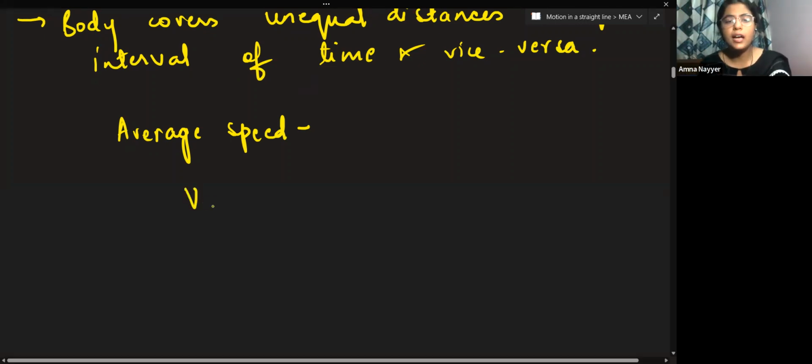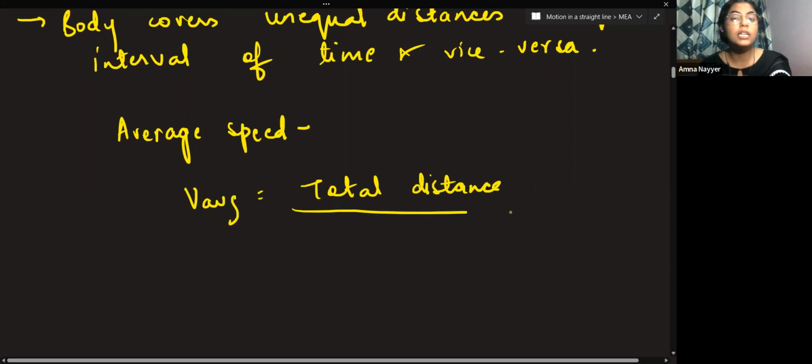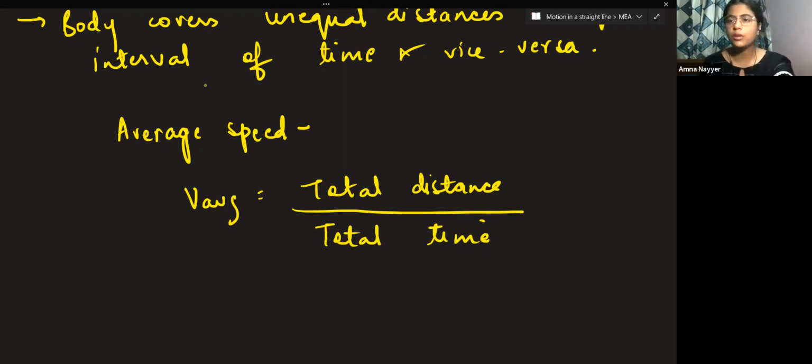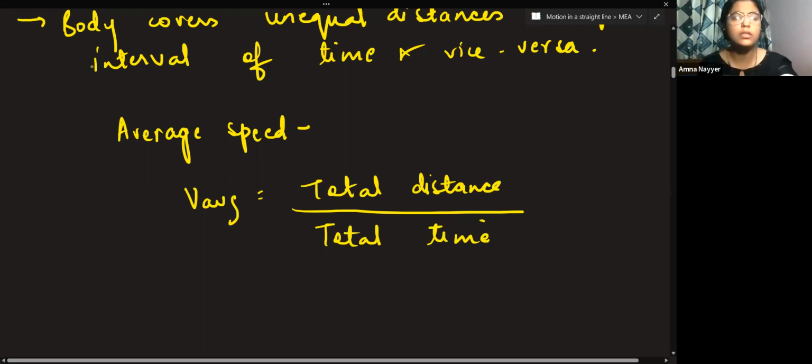So V average becomes total distance. Total distance means you have to add up all the distances, the way you have been calculating, divided by the total time. So V average, this is the formula. So first note it down, we'll do questions on it, then only it will get clear. Just note this portion down.